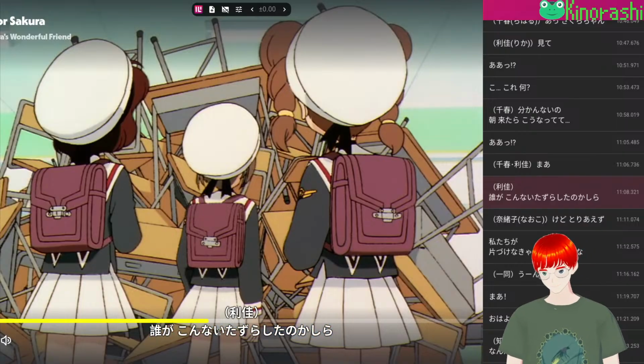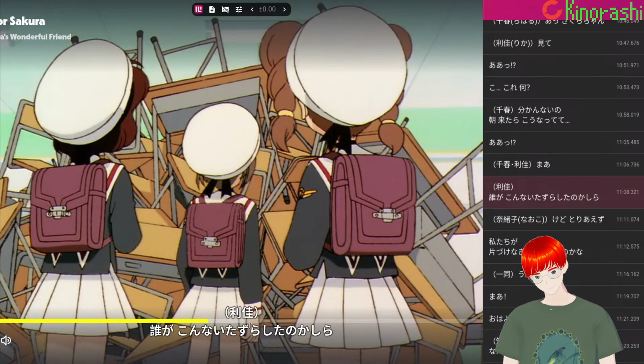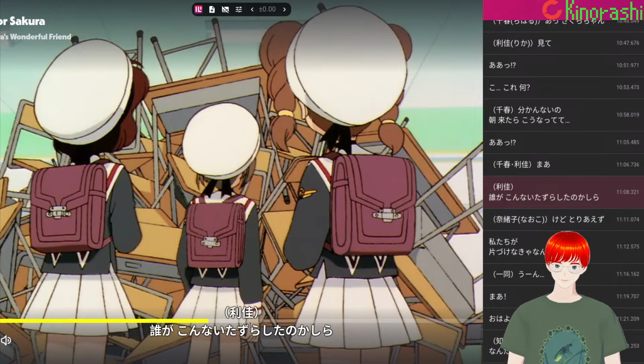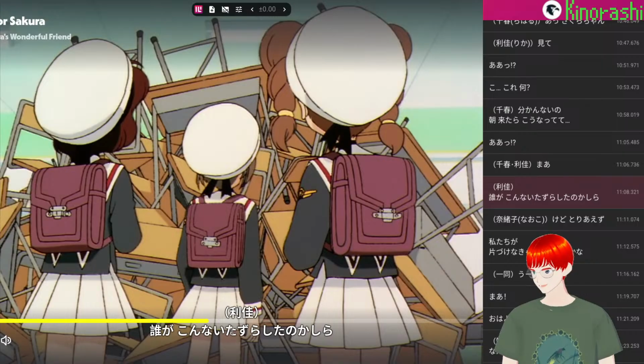Okay, so 誰がこんないたずらしたのかしら? So let's see, what was the more English way of saying it? Without this would be, yeah, who did this type of mischief? Just this part, and then adding the Shida is like saying I don't know. Yeah, it's basically when you're using a question as a statement. So in other words, she's saying I don't know who could have done this type of mischief.